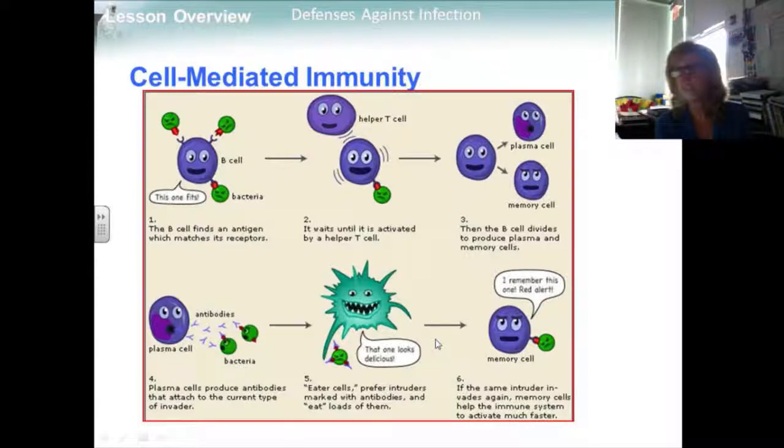Another type of T cell called suppressor T cells inhibits the immune response once an infection is under control. They may also be involved in preventing autoimmune diseases.